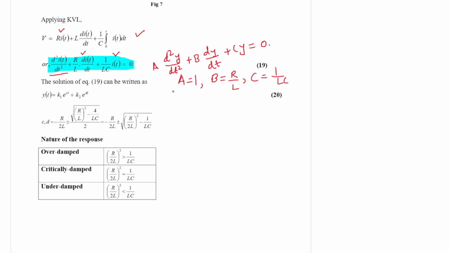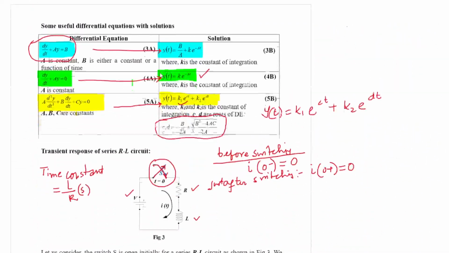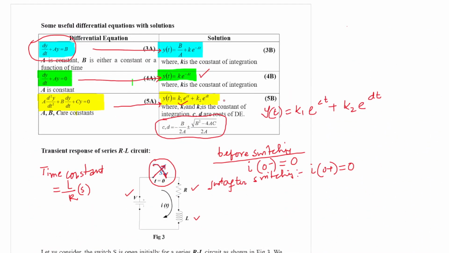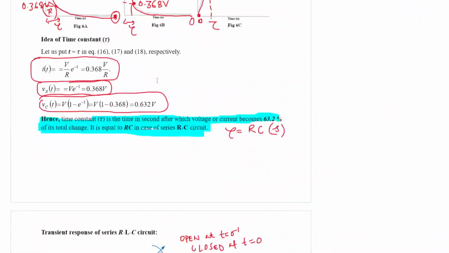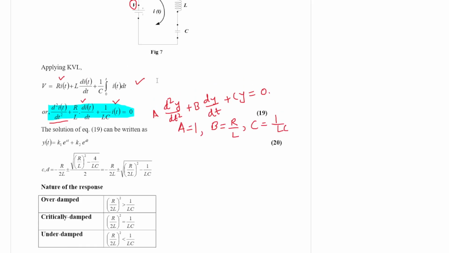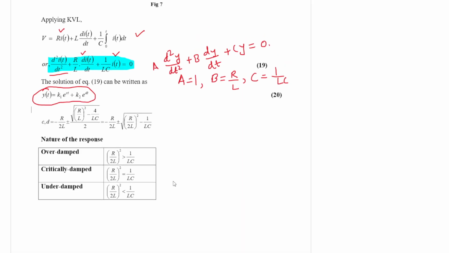So the solution, as stated previously, is y(t) equal to k1 e to the power ct plus k2 e to the power dt, where c and d are the two roots. So just follow that expression. Now what is c and d? c and d could be found out by this formula.